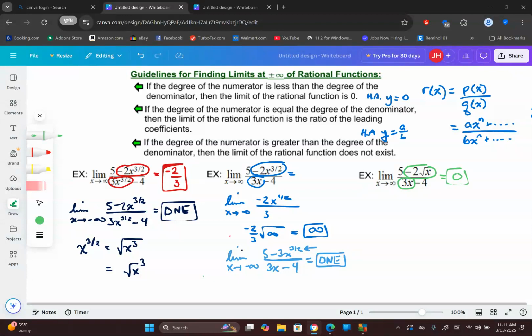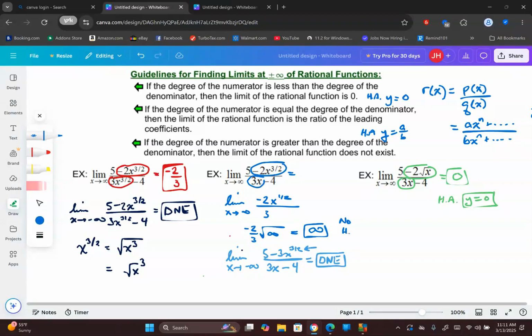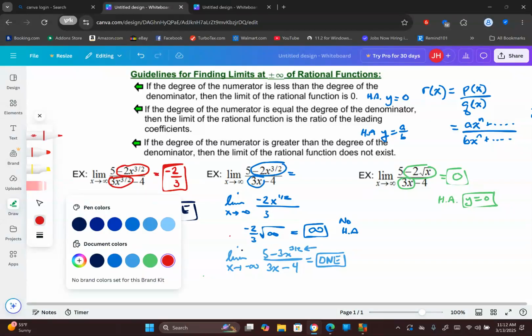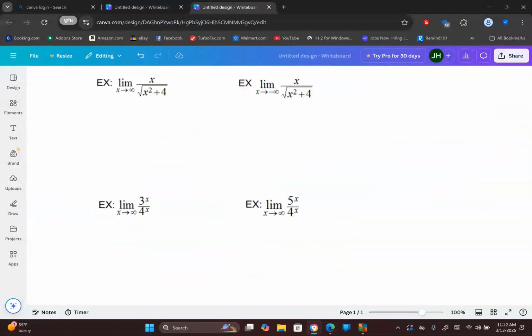Now, just so you know, this has a horizontal asymptote at y equals 0, but only at infinity. This one has no horizontal asymptote because it goes to infinity, and the other side there is no limit. The first problem, it definitely has a horizontal asymptote, but again, it's at infinity. The horizontal asymptote would be y equals negative 2/3. So you notice, even if the exponents aren't nice round integer exponents, we could still use those rules to find the end behavior.